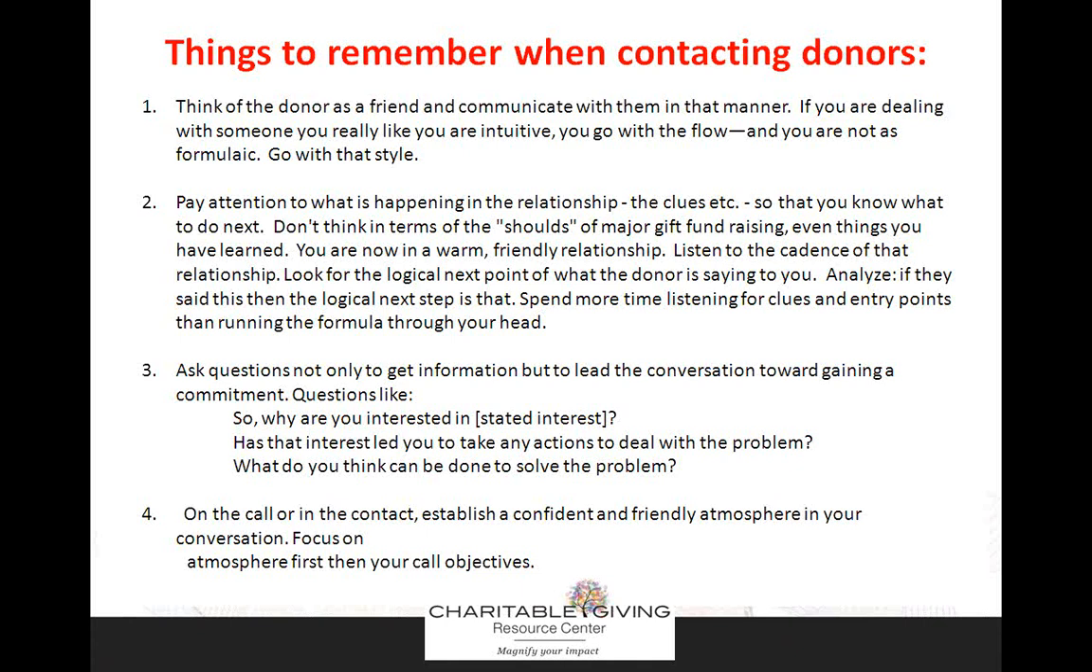And some people disagree with me, but God gave you 2 eyes and 2 ears and only 1 mouth for a reason, and that is because you need to see and listen to what your donors are telling you before you respond. Ask questions not only to get information, but to lead that conversation toward gaining a commitment or a next step. So why are you interested in what X, Y, and Z does? Has that interest led you to take any actions to deal with that problem? It might be a social issue. On the call or in the contact, establish a confident and friendly atmosphere in your conversation. Focus on that atmosphere first, then your objectives.